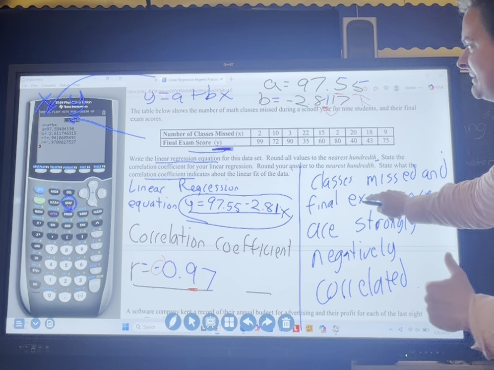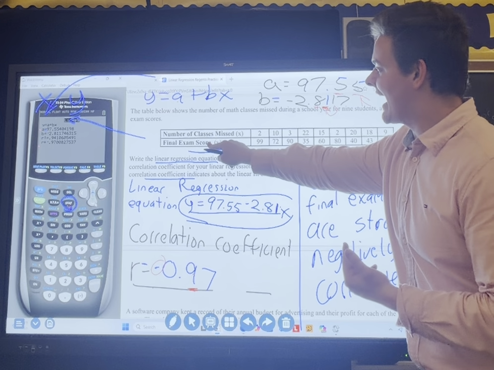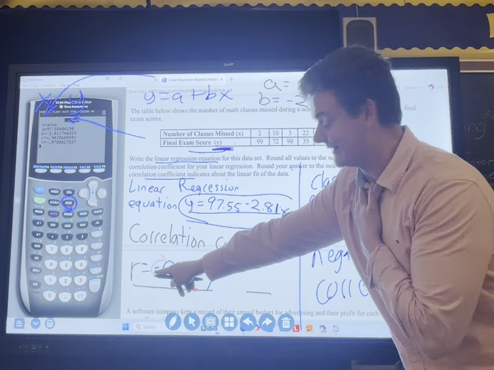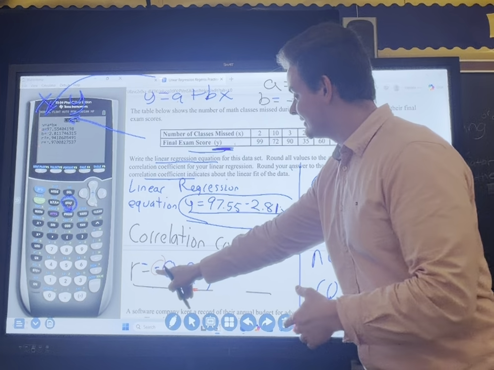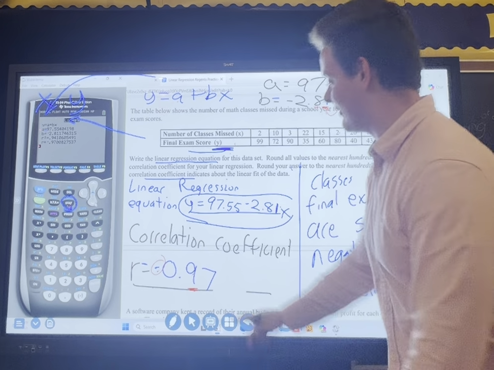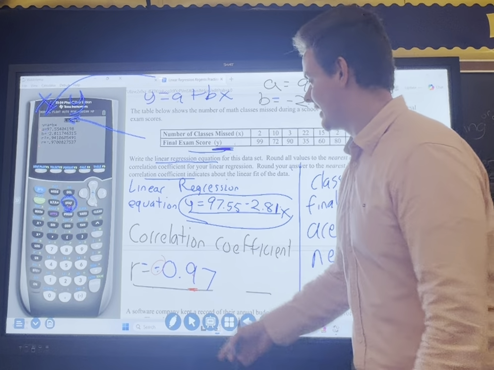How did I know classes missed and final exam? I picked the two things that it says. This and that are negative, strong, correlated. All I got to do. If it was positive here, it will be positive. If it was 1, 2, or 3 weak, 4, 5, or 6 moderate, 7, 8, or 9 strong.